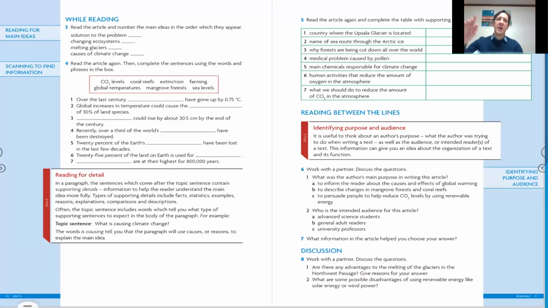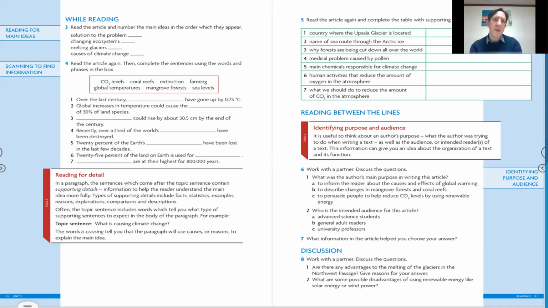Okay, so we're going to turn the page. Page 42 and 43. The only thing that we really need to look at here is on page 42, the red box, reading for detail. So let me just read this for us. In a paragraph, sentences which come after the topic sentence contain supporting details, information to help the reader understand the main idea more fully.